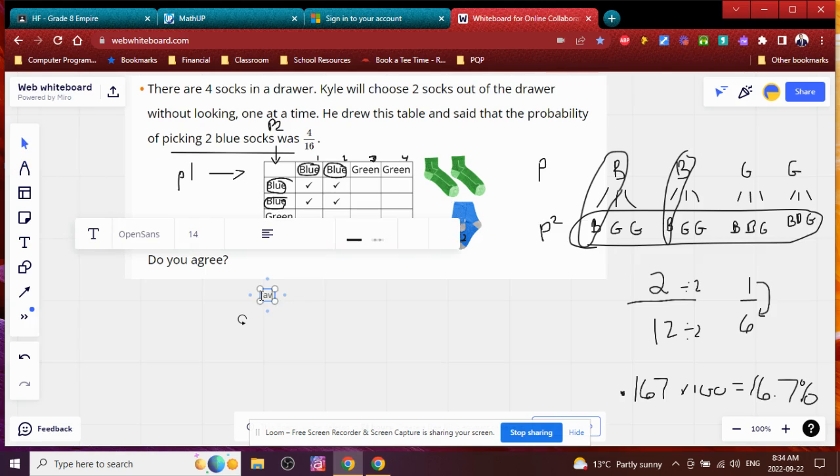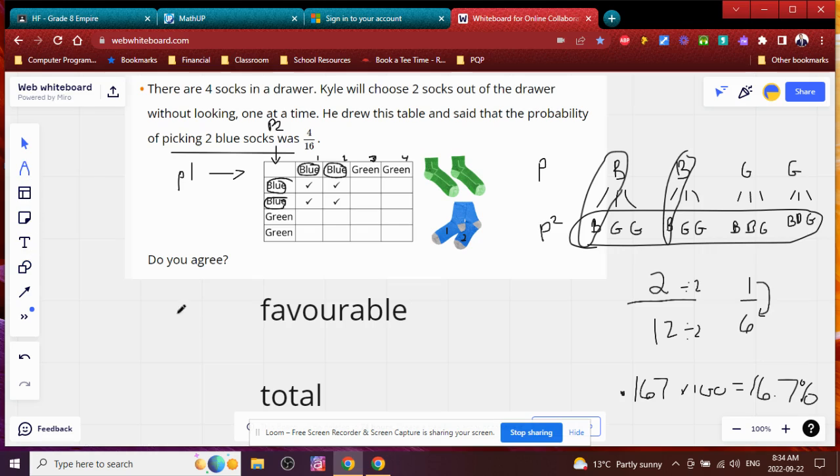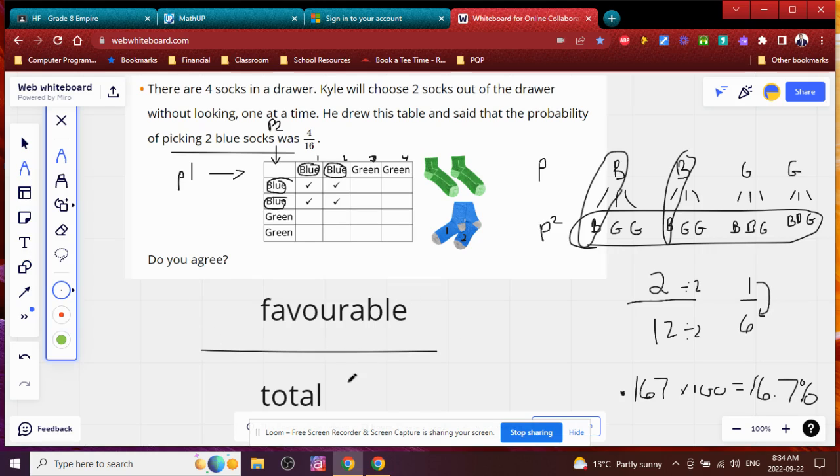We're looking at favorable over, and I'll just put this over here, over total outcomes. This will help us determine what kind of percentage we're going to have when we're dealing with our probability. Favorable outcomes over total outcomes is going to equal a percent. And that's what we're working on.